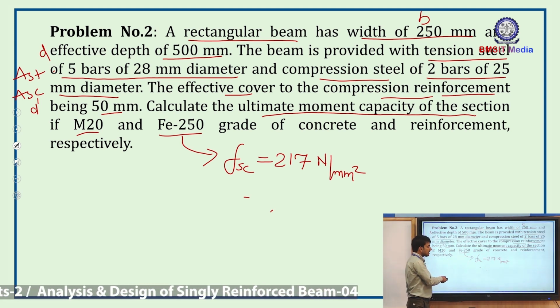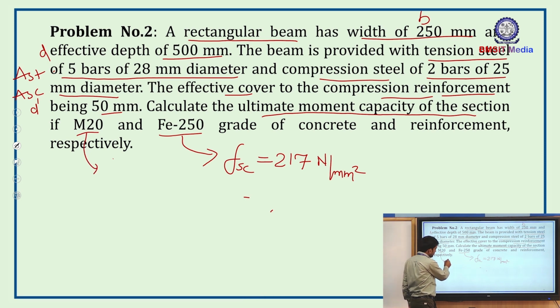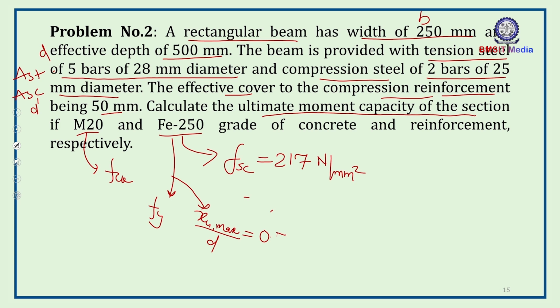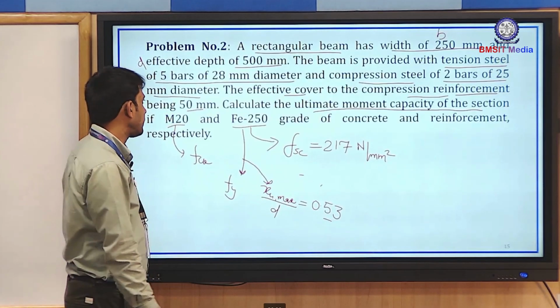So on the basis of that we have this directly. M20 means we get FCK from here. And here we are getting two values: the Fy, and second, the XU max by D. How much is the XU max by D for this one? For Fe250, you have to open page number 70. It is 0.53. This is how we have to do it.